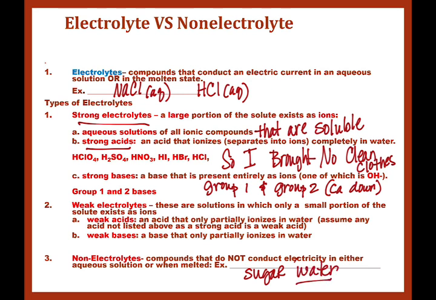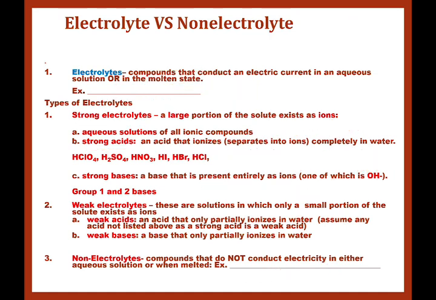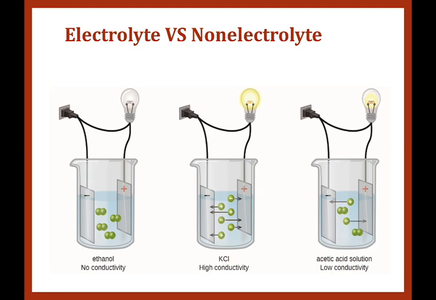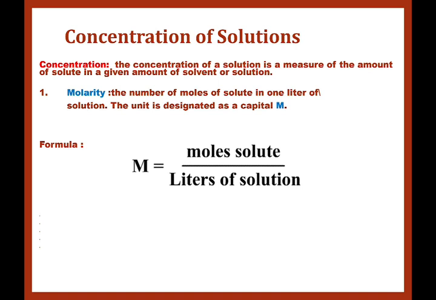And of course, we left out the molten state, so if I had solid sodium chloride and I melted it and it became molten, then it actually would be an electrolyte. Okay. And that is just a little picture to kind of show you what that looks like. And I think that's where we're ending. Yeah, we'll pick up with concentration of solutions on our next lesson.